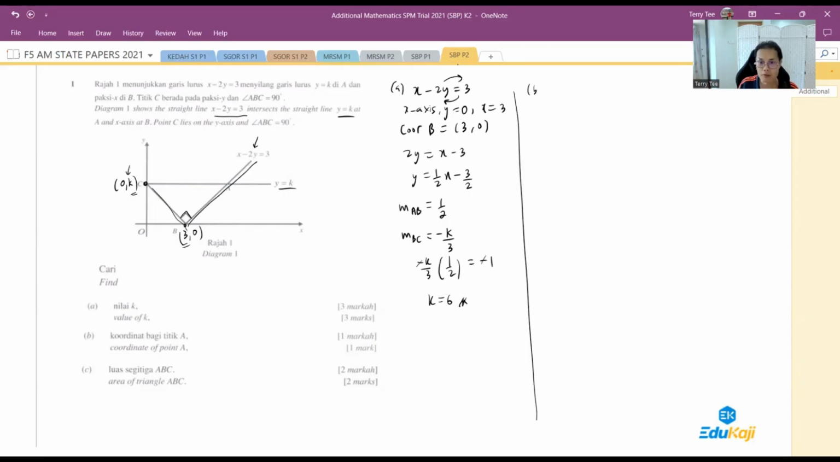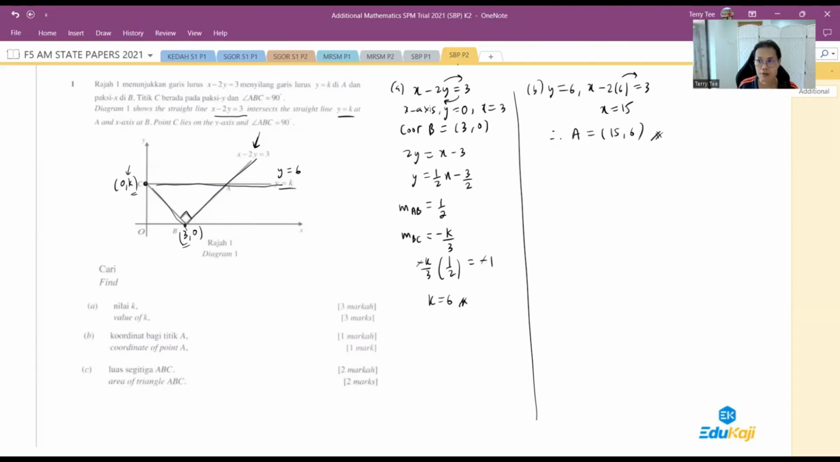Now, the next part, part B, I want to find the coordinate of point A. So A is the intersection between line AC and line AB. Now that I know k is 6, that means your y is now 6. So what we want to do is put y equals 6 inside here, right? When y is 6, find out your x coordinate. Your x minus 2 times 6 is 3. Bring over, x is 15. Therefore, your A is 15, 6. Yeah, we write x first, followed by y. Your x is 15, your y is 6.